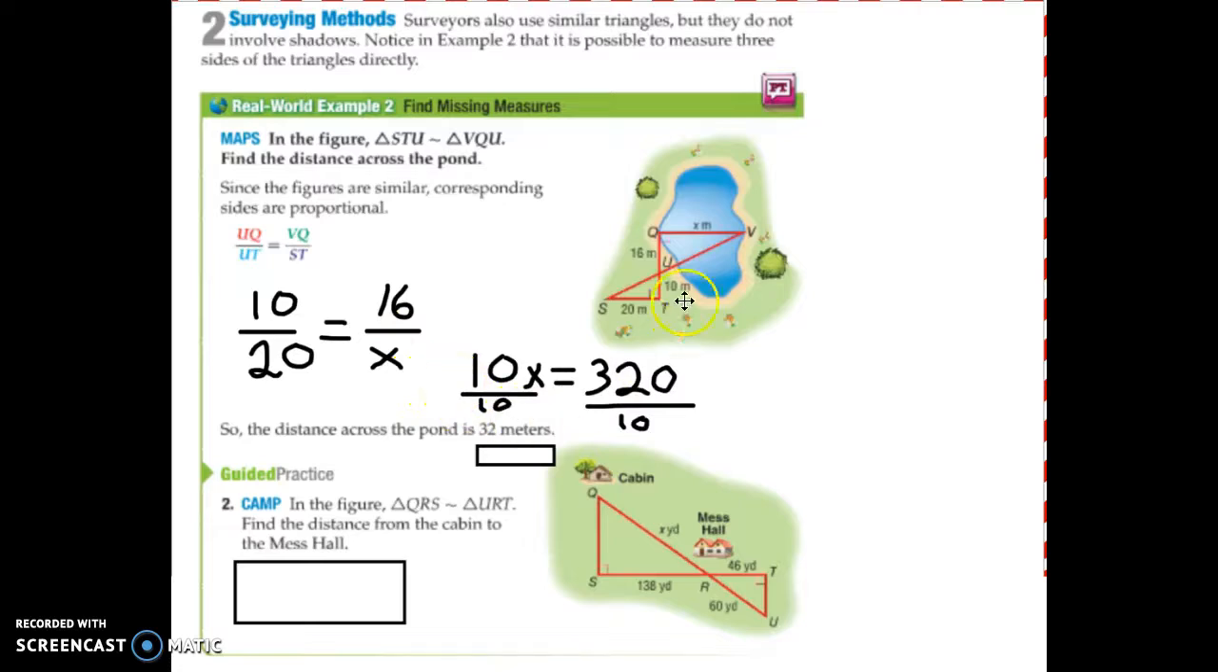So it saved us the trouble of walking or swimming across this lake or pond, and we stepped off proportional triangles here: 10 and 20, x and 16. Alright, so indirect measurement, very useful. I've used it multiple times when I do construction in the summer. Very helpful in measuring things you don't want to actually climb up, or in this case, swim across.